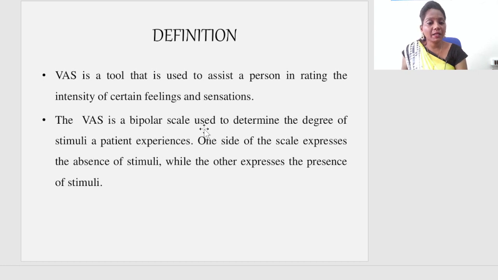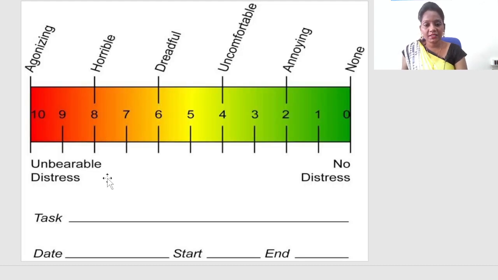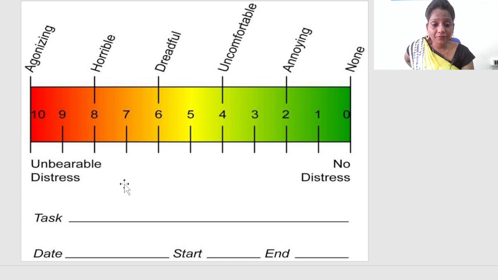So the VAS is a bipolar scale used to determine the degree of stimuli a patient experiences. One side of the scale expresses the absence of stimuli, while the other expresses the presence of stimuli. The best examples you can see are stress or pain or discomfort. Suppose the scale is 0 to 10, then unbearable distress, we give as a 10.